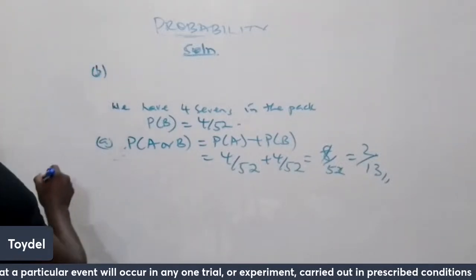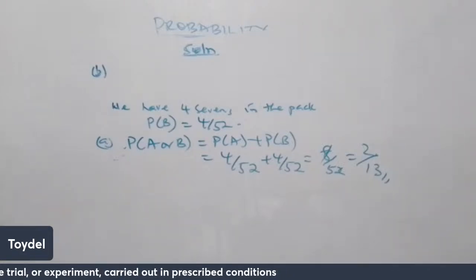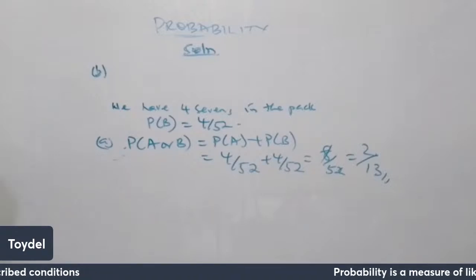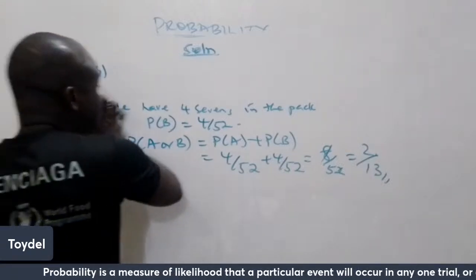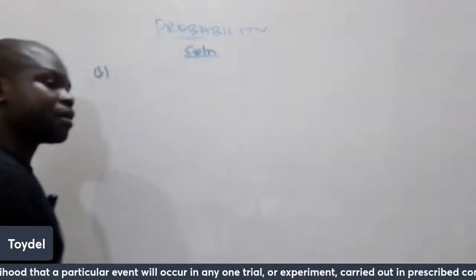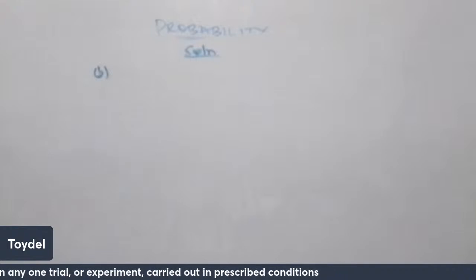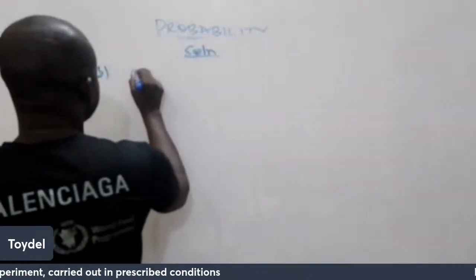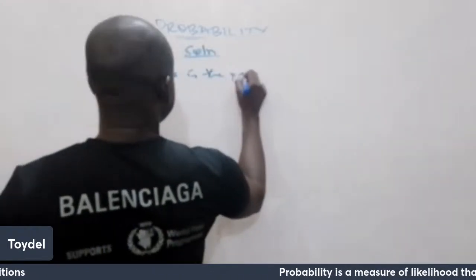So what do we have? In this case now, these are non-exclusive events, since we could draw the king of hearts or the king of diamond. There are 4 kings in the pack. Then 26 red. In that pack of cards, there are 52 cards. 26 are red, while 26 are black. So we can have a king that is red. So the B part of the question now, we say 4 kings. We have 4 kings in the pack.